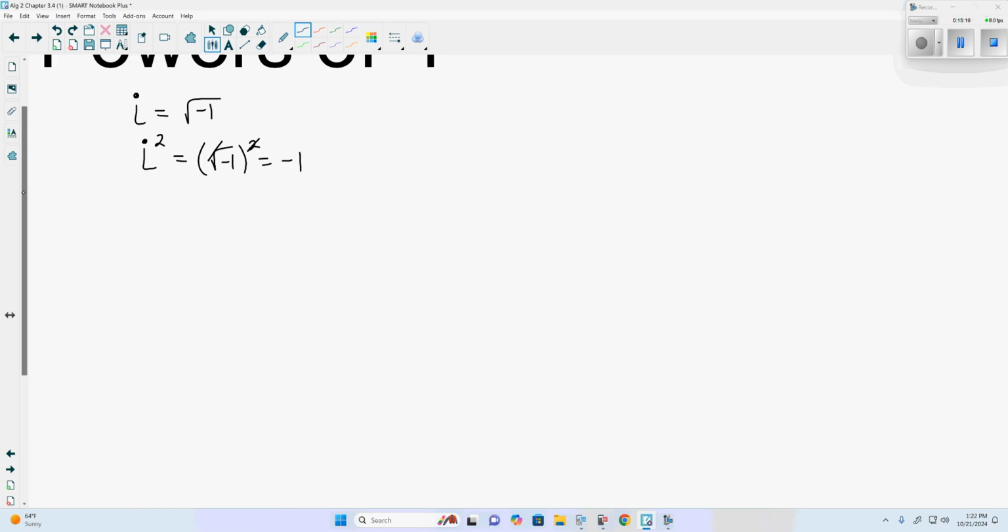Questions on i or i squared, how we got those values? Be ready for the next one. Let's multiply it by i again: i to the third power. Well, I know what i squared is, and i to the third is really just saying that we're taking i squared and multiplying it by i. What did we say the value of i squared is? So I'm multiplying negative 1 by i, and negative 1 times i is negative i.